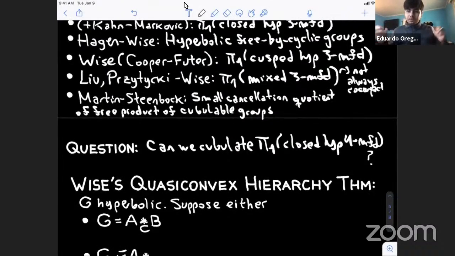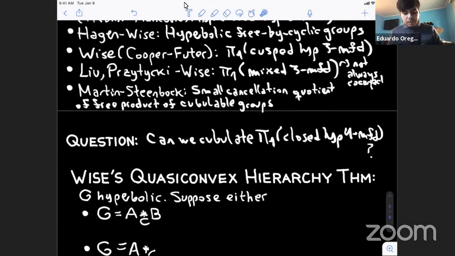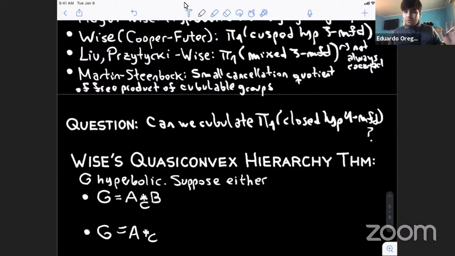Okay, so we can cubulate groups. Probably, in our way of cubulating, the most striking result is the quasi-convex hierarchy theorem. Usually we don't need to think of this as a theorem for a group, but for a class of groups with nice properties. So I'll state the theorem in this way because I don't want to talk about the graph of groups.